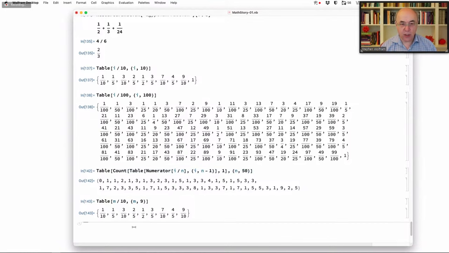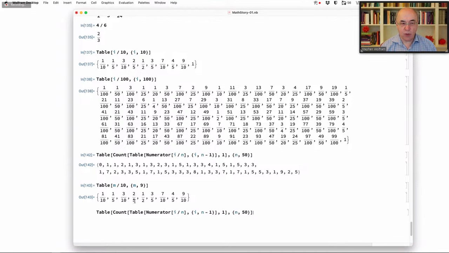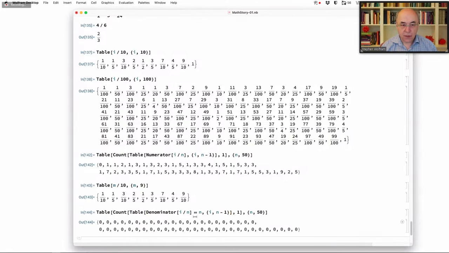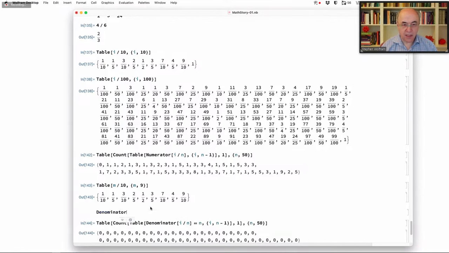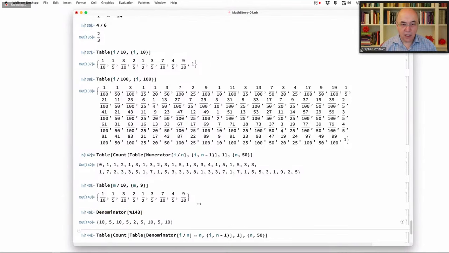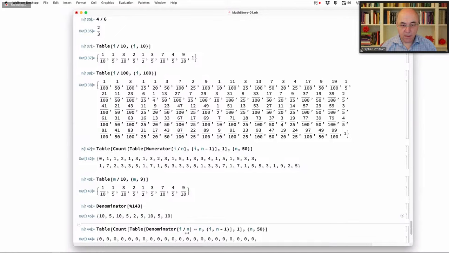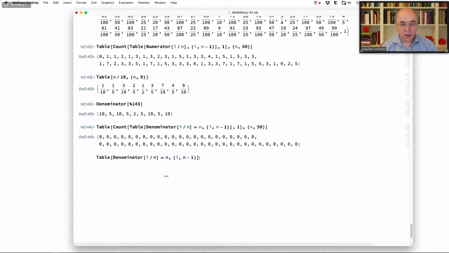What I wanted to do instead was ask which numbers don't reduce, which numbers just stay with the 10, which numbers are not reducible to lower terms. So that would be the denominator of that equals n. Am I going crazy here? Let's just look. Denominator of I over n. Okay, what am I doing wrong here? Let's say this is for 10. Denominator of I over 10, I goes up to 9.